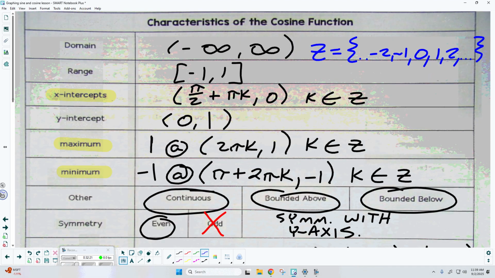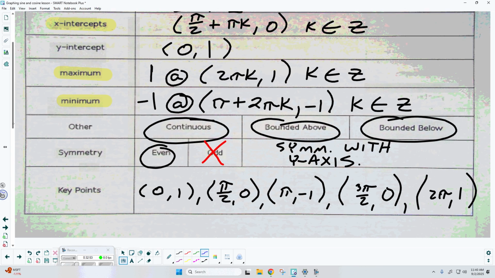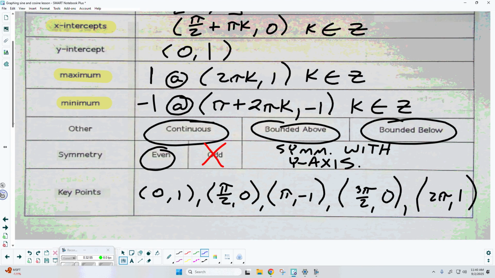Okay, so the domain is all reals. The range is still from -1 to 1. Because the graph is infinitely wide, x-intercepts, maximums, and minimums, you're going to have an infinite number of those. Each one of these has a formula here that'll help you find any maximum, any minimum, or any x-intercept that you want. The y-intercept is 0, 1. It is continuous. It's bounded above and below by the maximum and minimum. We already said cosine is going to be even. That means it's symmetric with the y-axis. And then here are your key points. Those are the 5 quadrantal points that we just created.